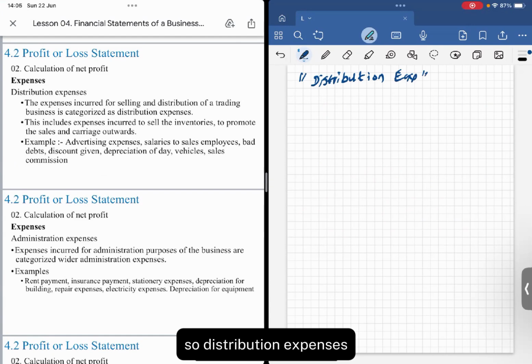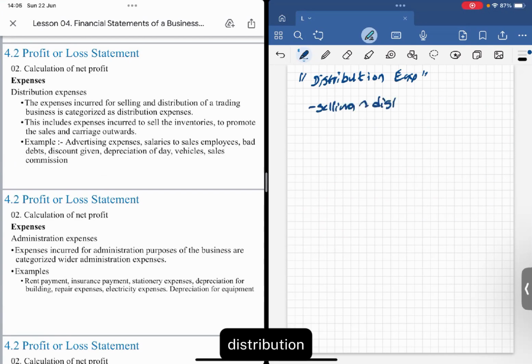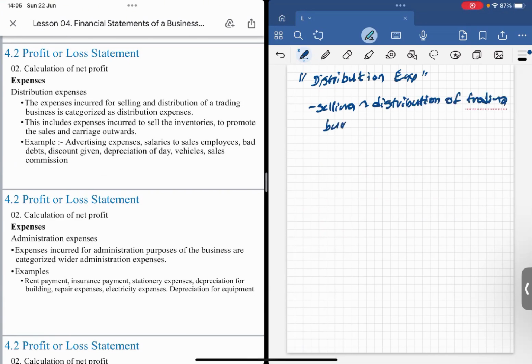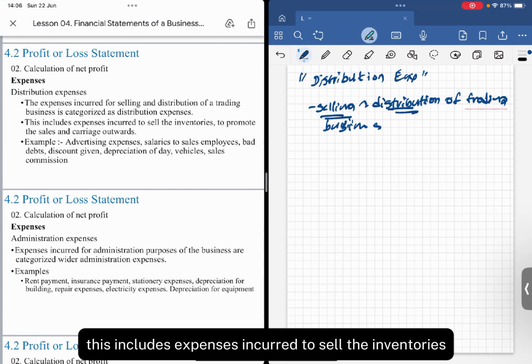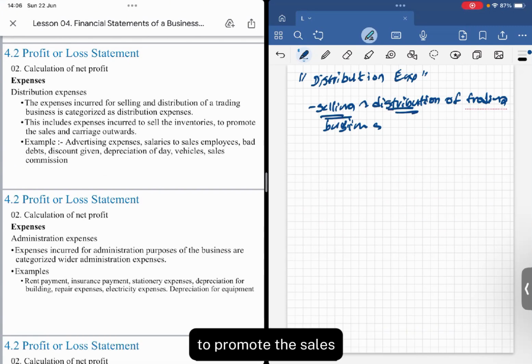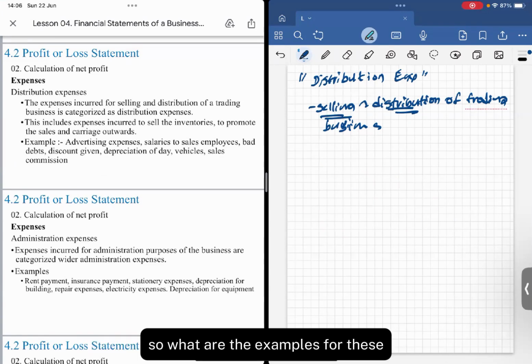Distribution expenses are the expenses incurred for selling and distribution of a trading business. Two things, selling and distribution. These include expenses incurred to sell the inventories, to promote the sales and carriage outwards. So what are the examples for these?